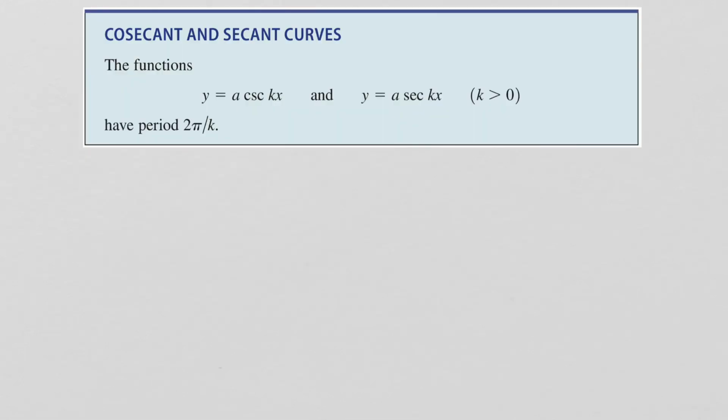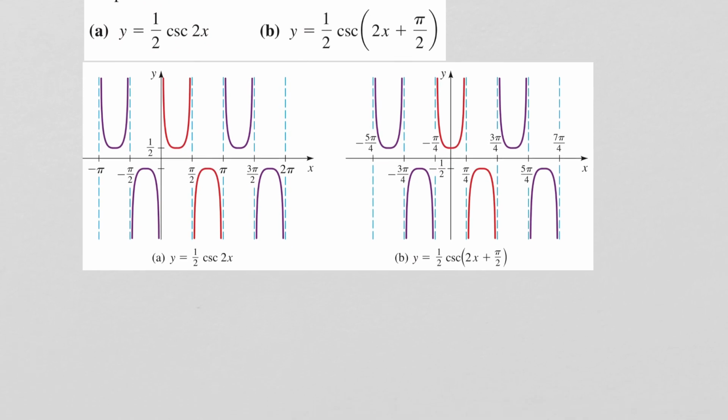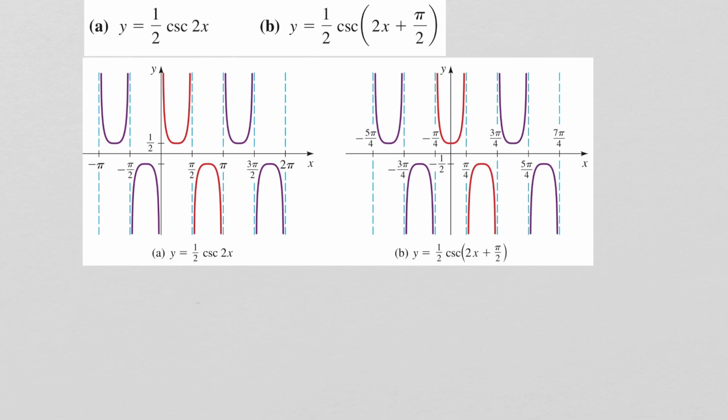For the graphs of cosecant and secant, so specifically a times cosecant of kx and a times secant of kx, the period will be 2 pi divided by k, assuming that k is a positive number. But the best way to graph the cosecant and secant graphs is to first graph the corresponding sine or cosine graphs. Let's take a look at an example. So if I want to graph y equals 1/2 times cosecant of 2x, you can see the graph there, but how do I get that particular graph?